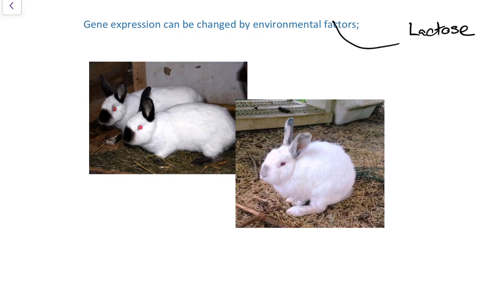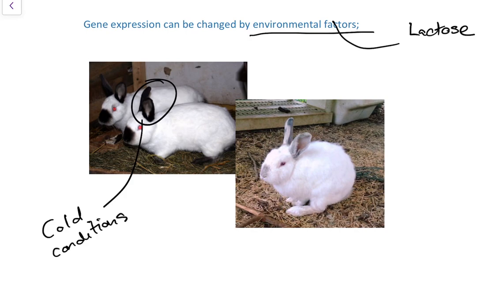So what about these bunnies? They're an example of how environmental factors affect gene expression. They look like they're different species, maybe different types of bunny rabbit, but these are in fact exactly the same type of bunny rabbit. And these black ears are caused by cold conditions, as crazy as that sounds. This bunny was in a warm environment, plus 25 degrees C.